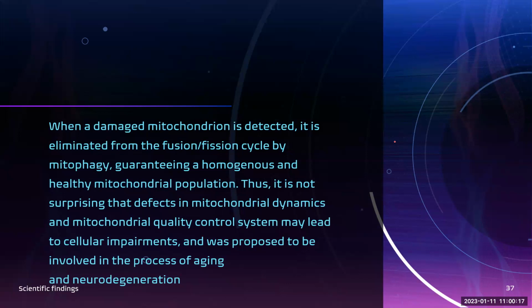When a damaged mitochondrion is detected, it is eliminated from the fusion-fission cycle by mitophagy, guaranteeing a homogeneous and healthy mitochondrial population. That means there is a system that can remove the damaged one and the new one stays. Thus, it is not surprising that defects in mitochondrial dynamics and mitochondrial quality control systems may lead to cellular impairment, which was proposed to be involved in the process of aging and neurodegeneration.